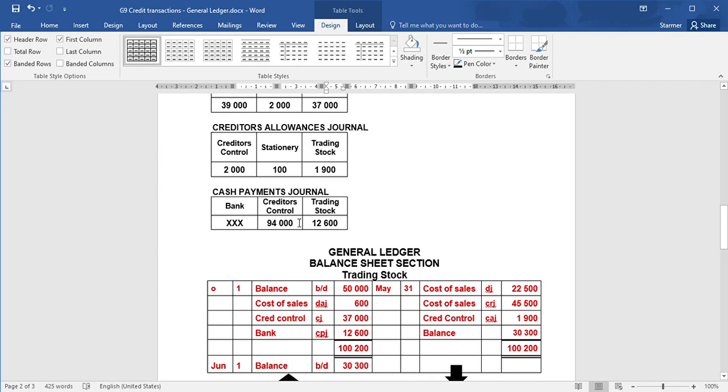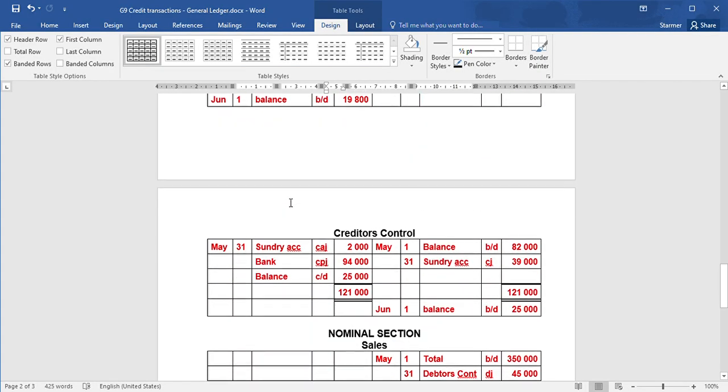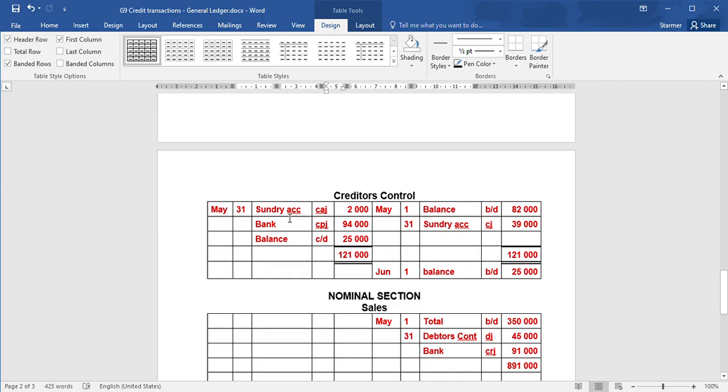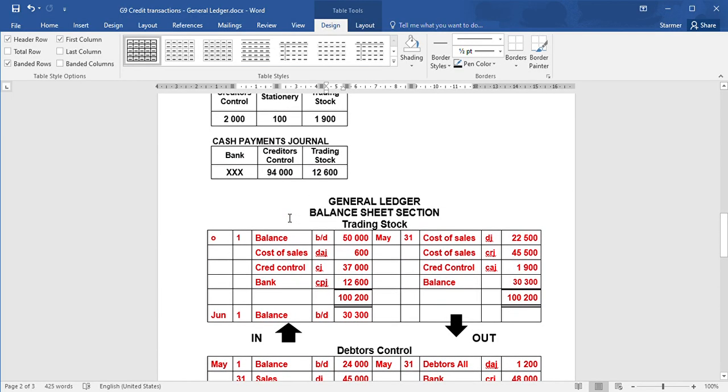Okay, then we also have a column here for creditors control. This column here is used if we pay back our creditors. If we pay back our creditors, the amount that we owe is going to go down. So you're going to put that on the minus side here, and you spend money from the bank to pay them back. So that's your details. And then we're not doing bank, but bank would decrease.